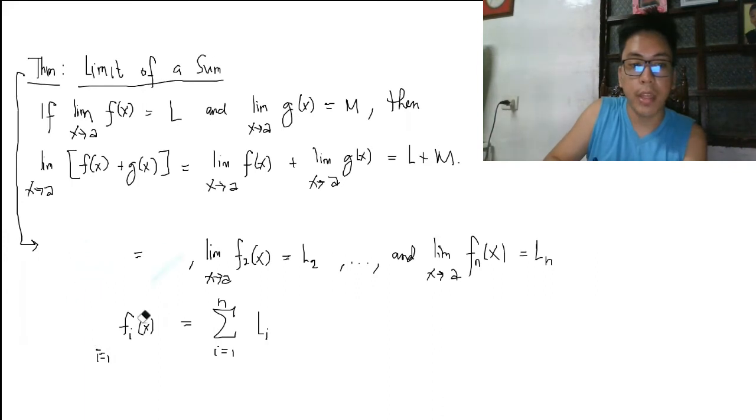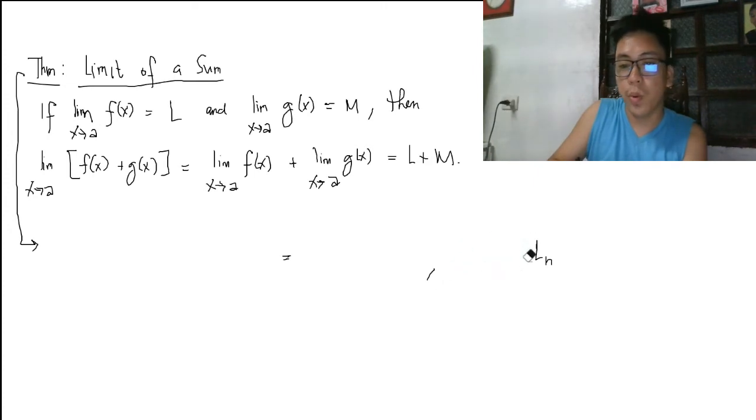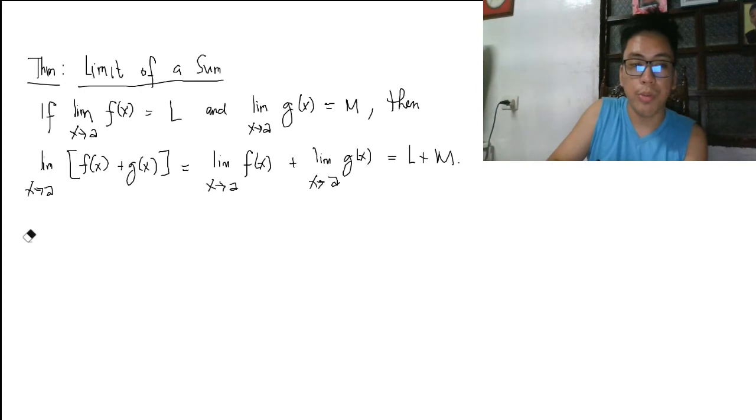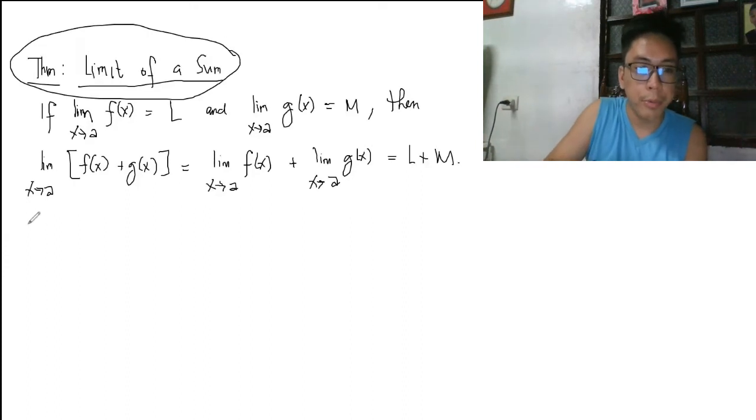That's it. So to make sure that the theorem is true, I'm going to erase first the generalized theorem for the limit of sums. Because technically this will be obtained when we are able to prove that the theorem above is actually true, then with the aid of mathematical induction, this following theorem is also true. Now, to make sure that this theorem here is true, I'm going to show the proof for that.